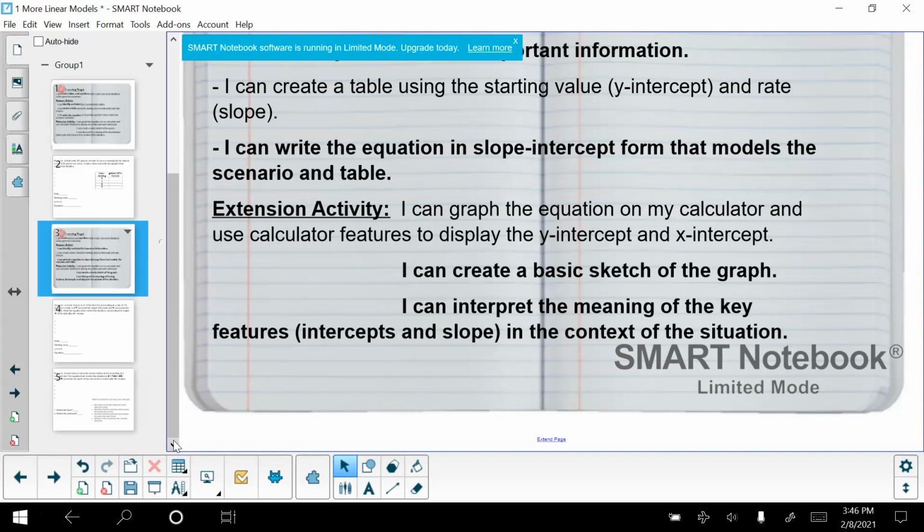But we are going to follow it up with an extension. On this particular extension, we are going to create a sketch, but it's just going to be the basic sketch of the graph on paper. We're not going to do it on our calculators. And we are going to interpret the meaning of the key features, the intercepts and the slopes, so we're going to have to find those as well in the context of the situation, but we're going to be doing that algebraically.